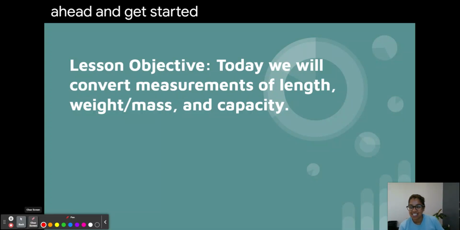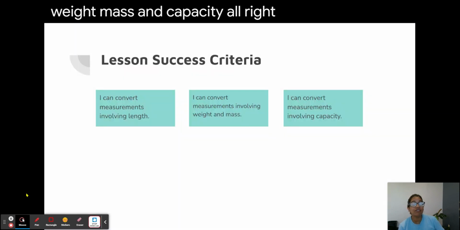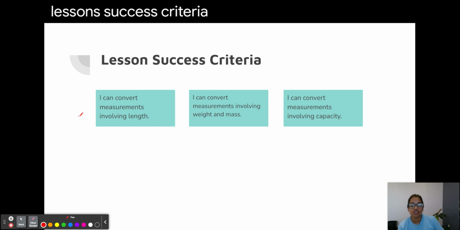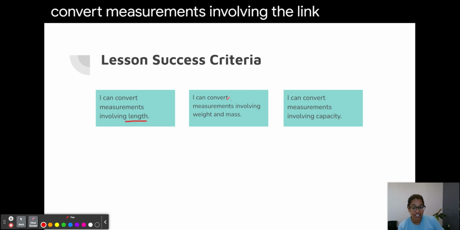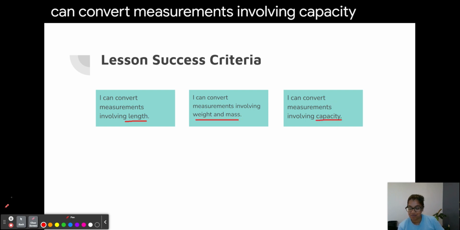Let's go ahead and get started with today's lesson objective. So today we will convert measurements of length, weight, mass, and capacity. All right, so we have 3 lesson success criteria. The first one is I can convert measurements involving length. I can convert measurements involving weight and mass. I can convert measurements involving capacity.